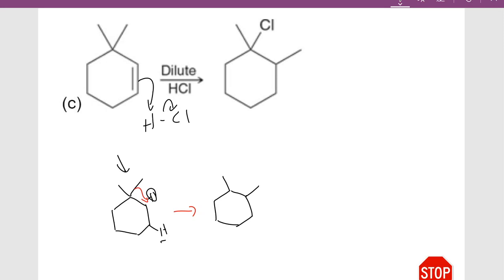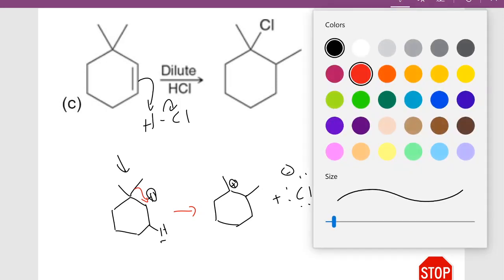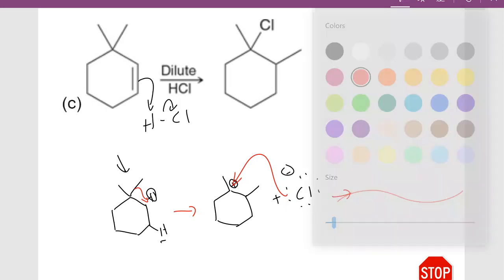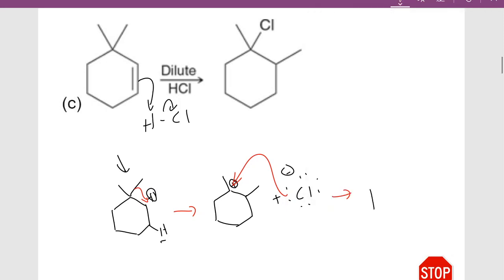Methyl moves over here, and now we've formed a tertiary carbocation that can react with that chloride that was kicked out. And so the chloride attacks, and we get the product. Okay, and that's all for hydrohalogenation. We'll move on with Chapter 8 in the next video.